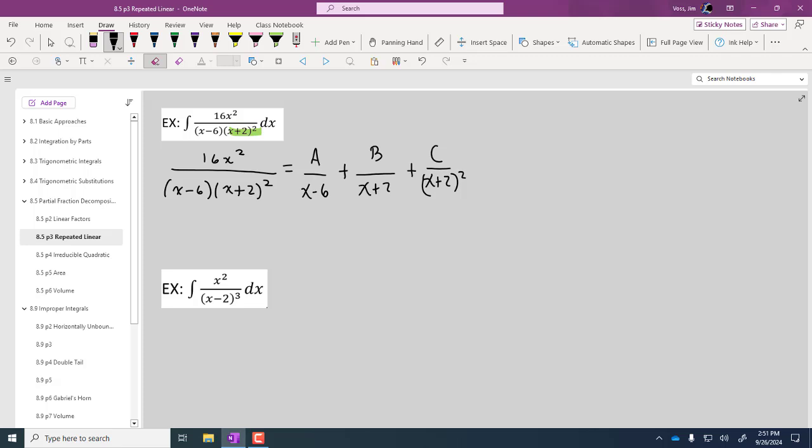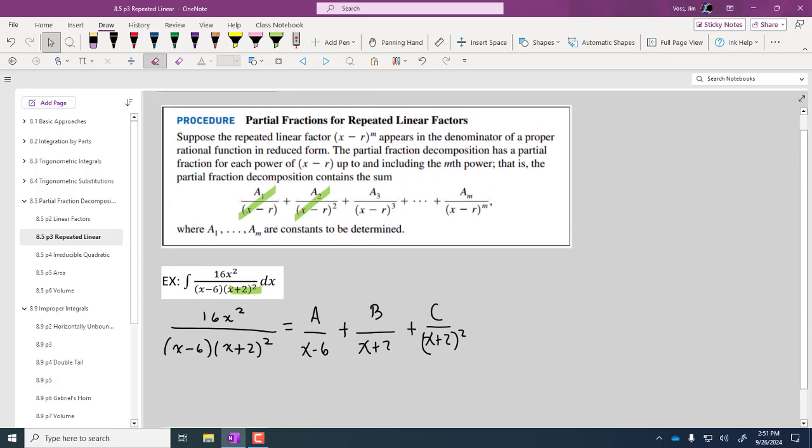Wait, why did you put the square in the bottom of it? So that's going to be how we deal with the repeated factor. So for each power, this is the factor to the first power. This is the factor to the second. This is the factor to the third. So we're going to have a constant over each of those increasing powers based on the number of repeats. So if this went to the 4th power, we would have d over x plus 2 cubed plus e over x plus 2 to the 4th.